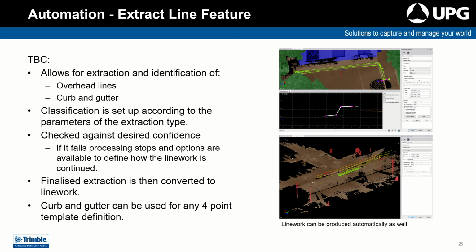At each step, when it doesn't identify where it's going next, so in both overhead lines and curb and gutter, you are given a set of options that allow you to say what you want to do next. So whether you want to stop processing, you want to look at changing the profile or select the next point. For curb and gutter, it will track around a corner in most cases, as long as the data is there. In both cases, though, it's recommended to have good quality scan data that it's tracking through.